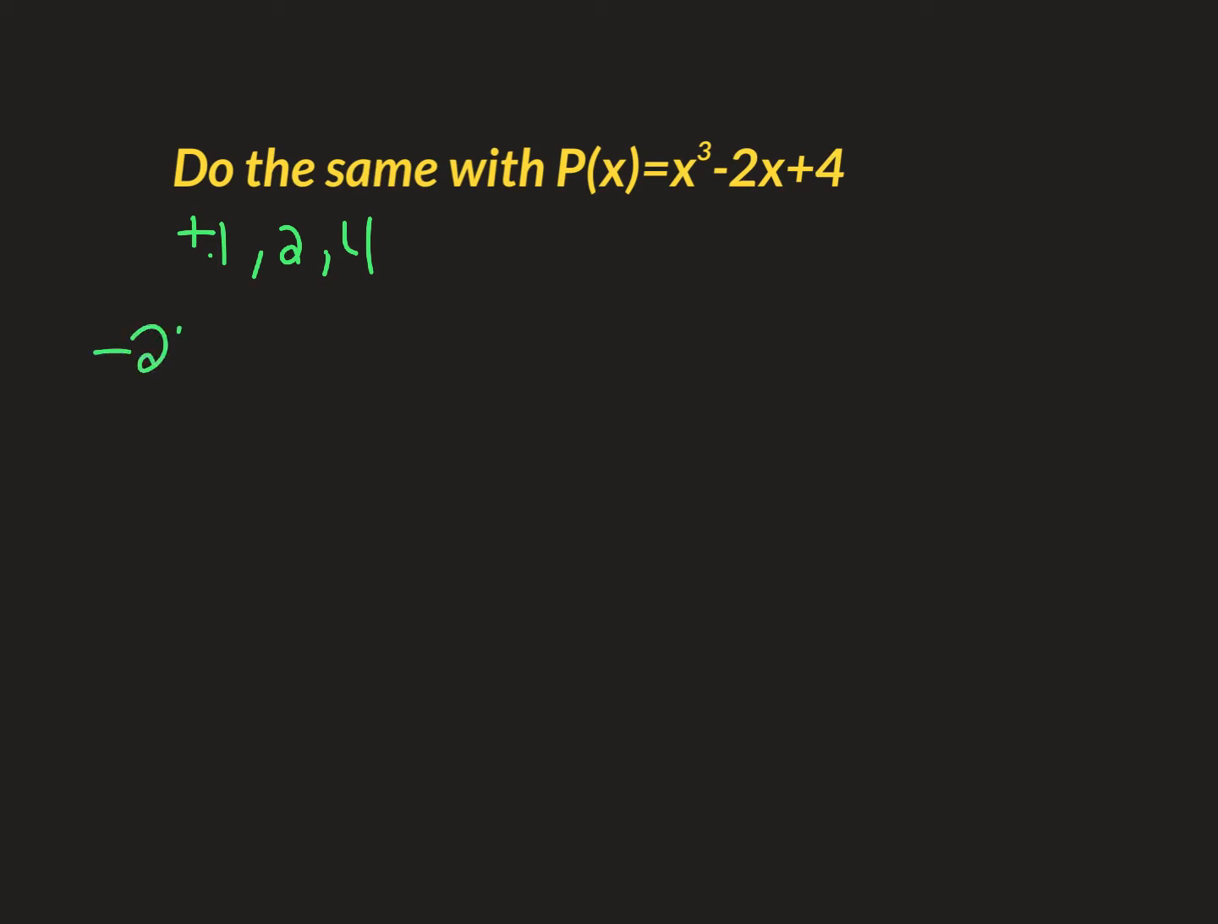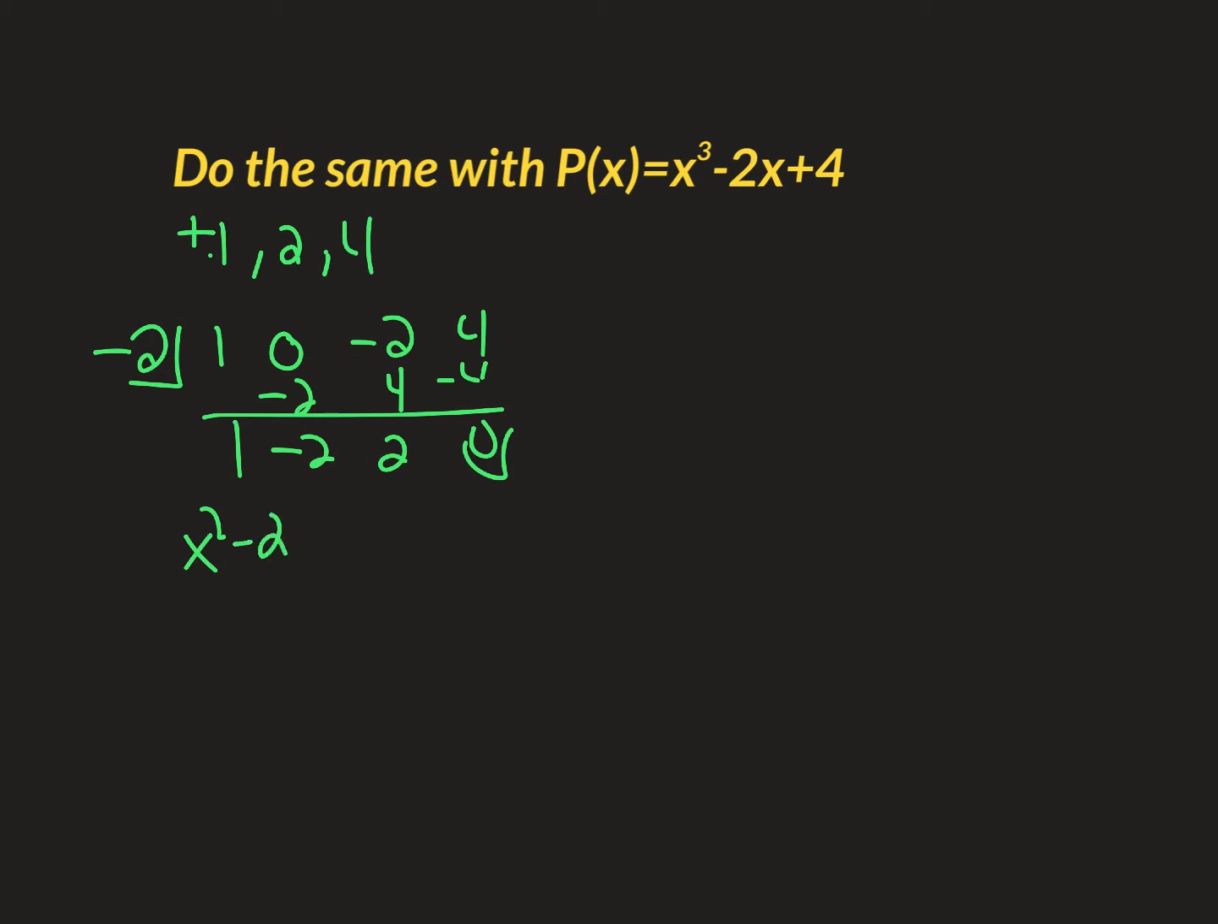So let's try negative 2 in here, which gives me 1, negative 2. Oops, forgot my 0 right there. 1, 0, negative 2, 4. Put down the 1, negative 2, that's 4, that's 2, that's negative 4, perfect. So that gives me x squared minus 2x plus 2. And right here, there are no factors of 2 that add up to be 2.